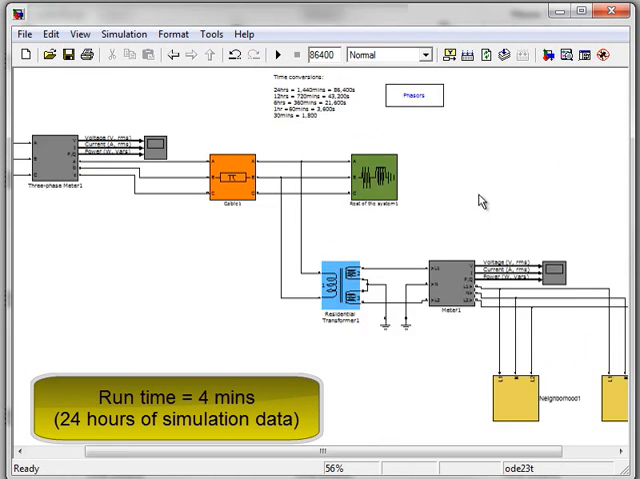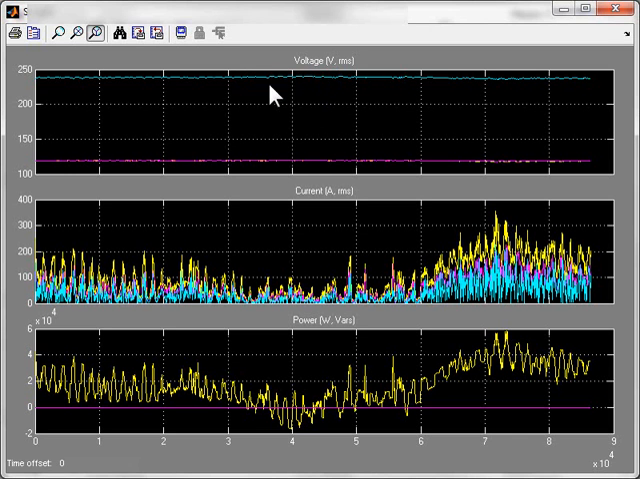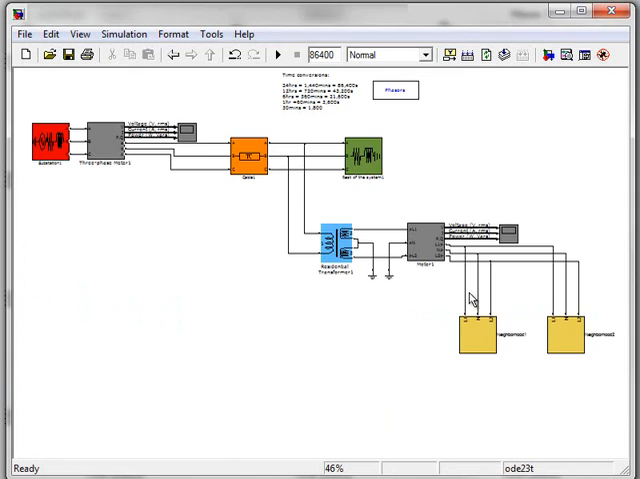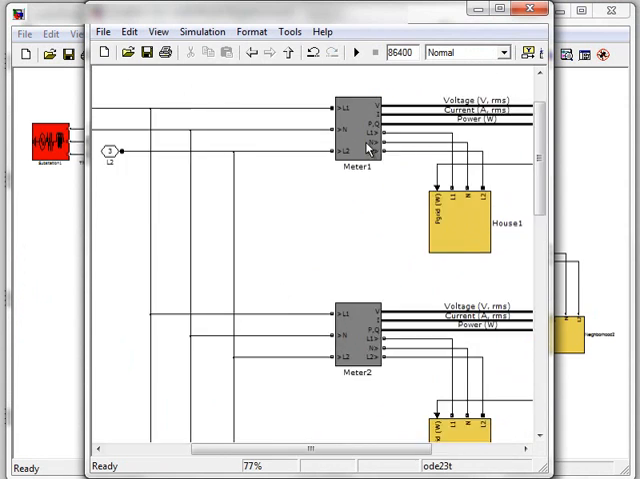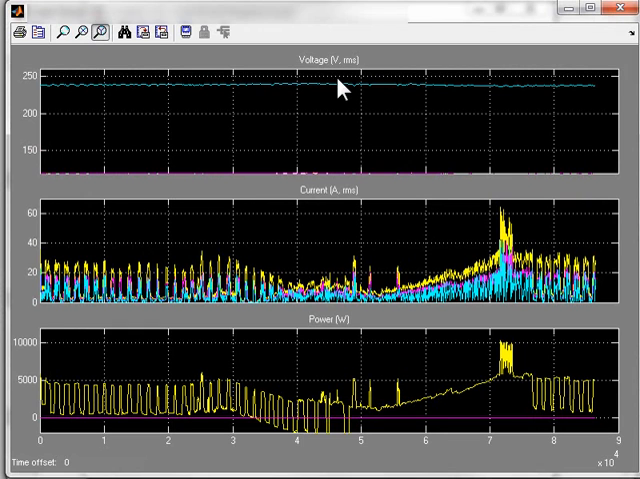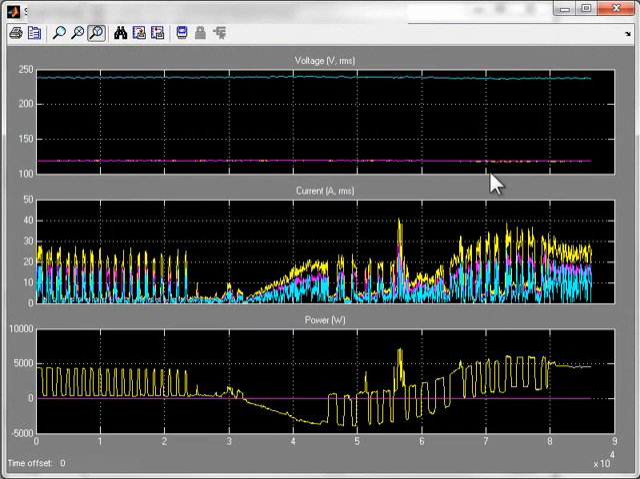After the simulation completes, one can look at the data or the throughput through the transformer. This data shows a 240 volt phasor and 2 120 volt phasors, the currents through the transformer, as well as the power through the transformer. One can also look at the data inside each house, or going into each house. Let's look at this scope, for example. For house 1, we have the 240 volt phasor, 2 120 volt phasors, the current, and the power. Let's look at house 2. House 2 also shows the voltage phasors, the current phasors, and the power consumption as seen from the grid.